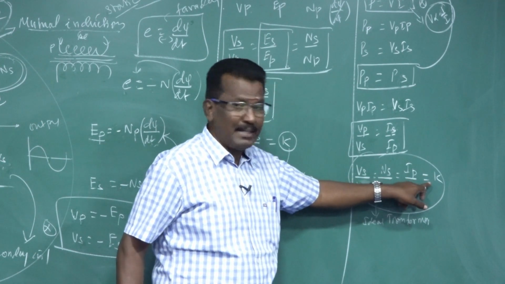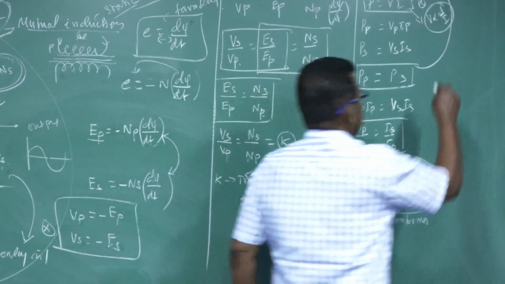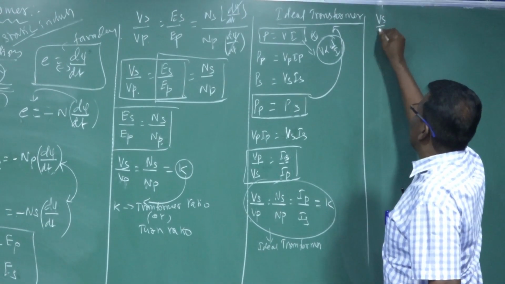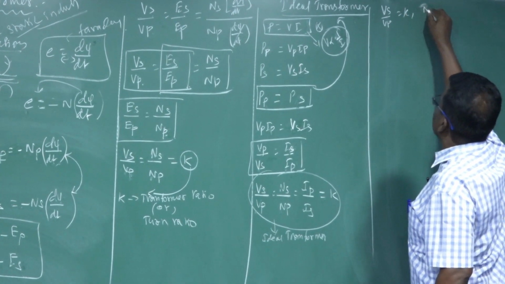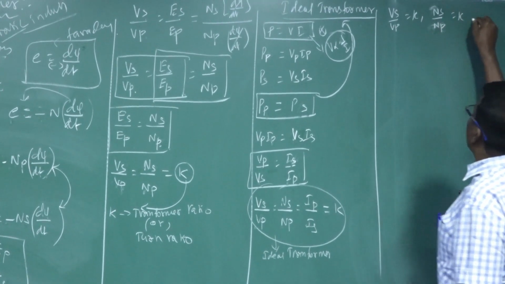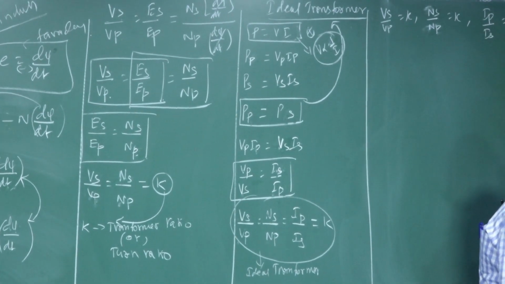So K represents the turn ratio or transformer ratio. The transformer ratio can otherwise be written as Vs by Vp is equal to K, Ns by Np is equal to K, and Ip by Is is equal to K.